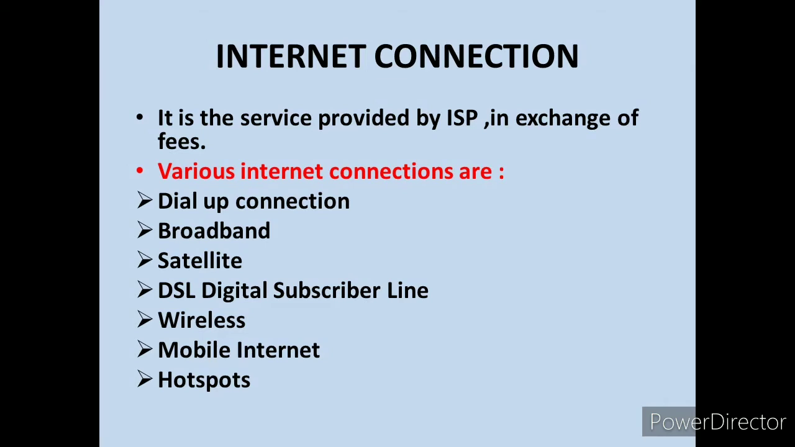The third requirement is the internet connection, which is a service provided by the internet service provider in exchange for fees. You can't access the internet unless you subscribe for a connection with an ISP. Means अगर आपके पास कनेक्शन नहीं है तो आप इंटरनेट को यूज़ नहीं कर सकते. And there are a number of internet connections. The first one is dial-up, the second is broadband, the third is satellite, the fourth is wireless, then mobile internet, hotspot, and DSL, digital subscriber line.